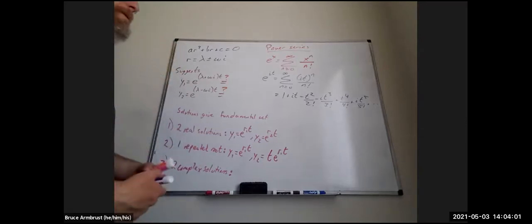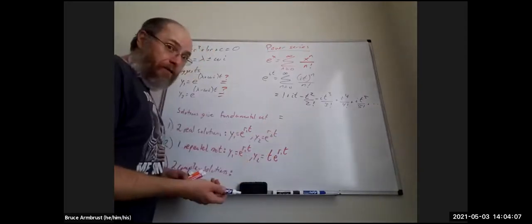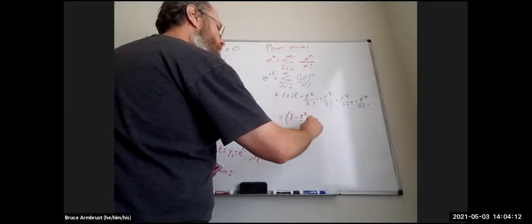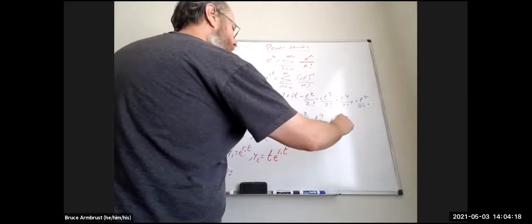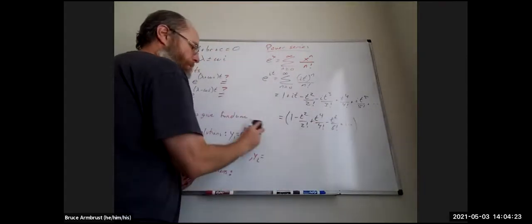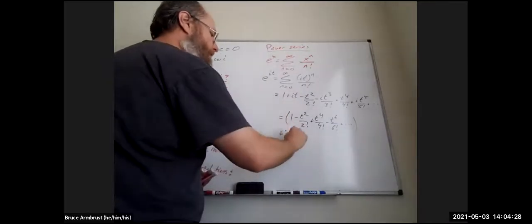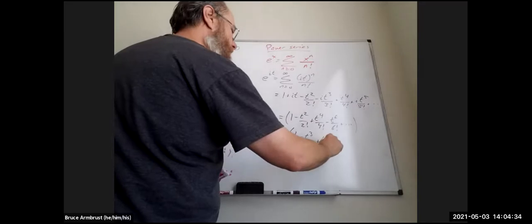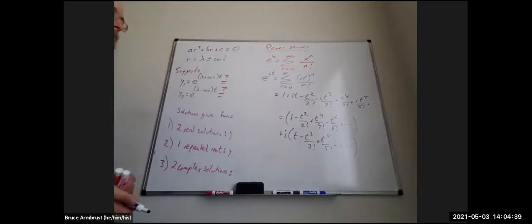So what I'm going to do is I'm actually going to separate these out into the pieces that are real and the parts that are imaginary. So the real parts we're going to get 1 minus t squared over 2 factorial plus t to the 4th over 4 factorial minus t to the 6th over 6 factorial, and so on. And then the other parts, if I factor out the i, I get t minus t cubed over 3 factorial plus t to the 5th over 5 factorial, so on down the line.